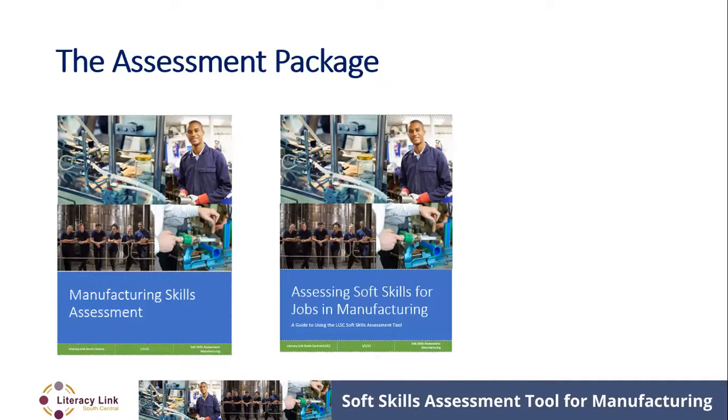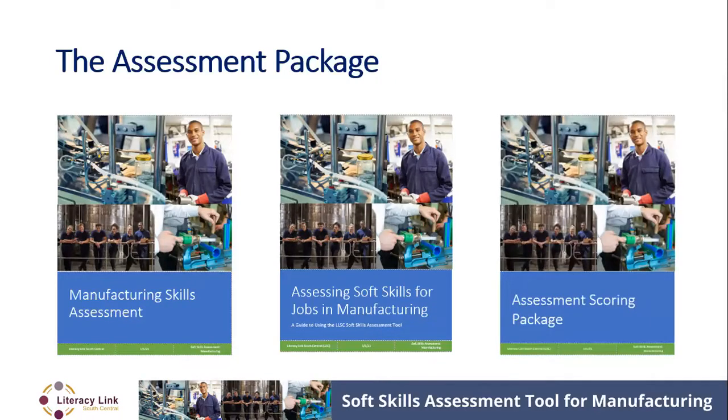So for each person whose soft skills you plan to evaluate, you're going to need to print a copy of the manufacturing skills assessment itself and also of the scoring package. So the scoring package is also embedded in that guidebook. It's in there twice. So you've got it separately and you've got it within the Assessing Soft Skills for Jobs in Manufacturing guidebook. We found that extracting that into a separate document makes it easier for printing, which is why you have it twice. So you can use it in whatever way works best for you.